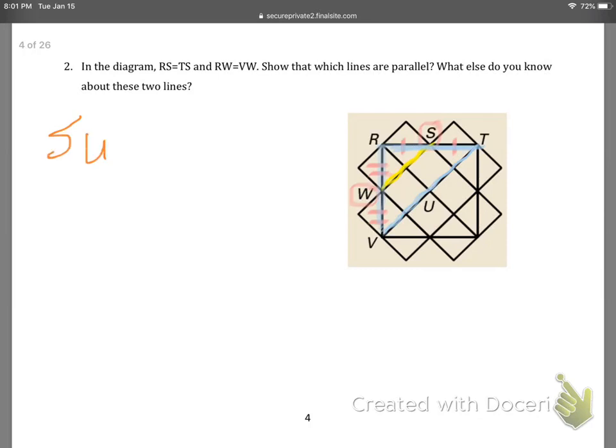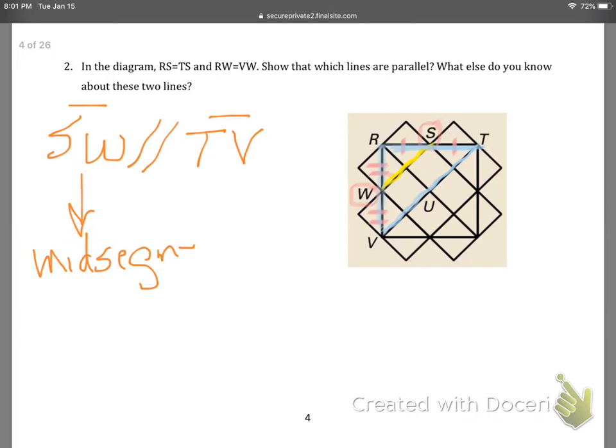So SW is going to be parallel to TV. And these are line segments. What else do you know about these lines? Well, what do I know? I know that SW is a mid-segment because it connects two midpoints.